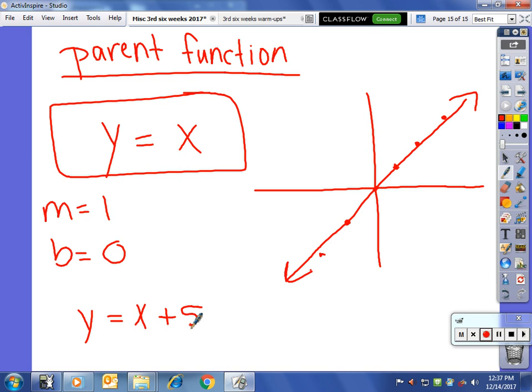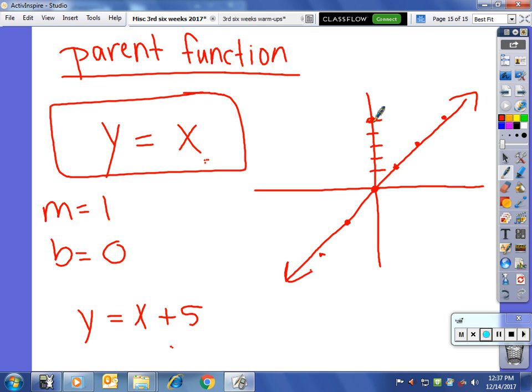Do you agree that's a y-intercept change? Yes, it is. What was our y-intercept on the parent? 0. What's our y-intercept now? 5. That's a y-intercept change. Guess what's going to happen to the whole line? How, though, specifically? It's going to shift up 5 spaces. So my y-intercept will not be at 0 anymore. It'll be at 5. What doesn't change?